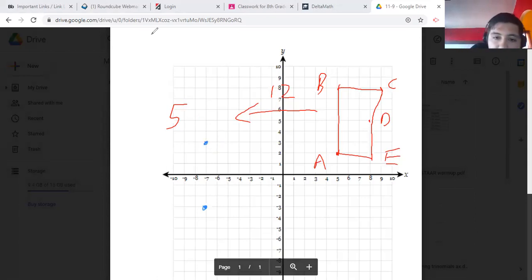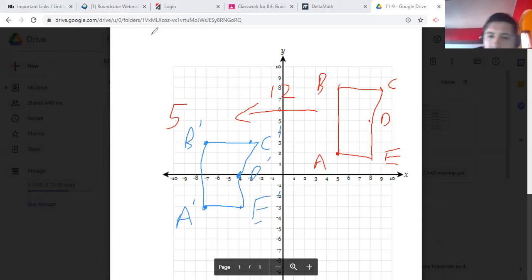We have -3 and 3. -4 and 0. And -4 and -3. And we're going to label all of our points. So A, B, C, D, and E. Okay.